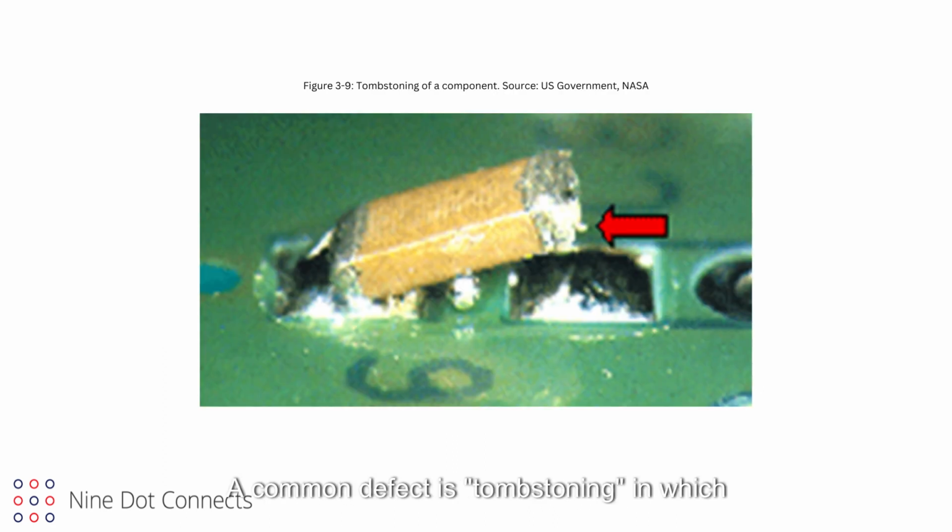A common defect is tombstoning, in which small passive SMDs are lifted or skewed at one end, caused by oversized mounting pads, too much solder paste on solder pads, and high viscosity of the solder paste. The most common cause is uneven heating, where one pad melts, creating surface tension before the other pad melts. Some of the reasons for tombstoning have to do with earlier stages of the assembly process, although the defect takes place during the soldering process.